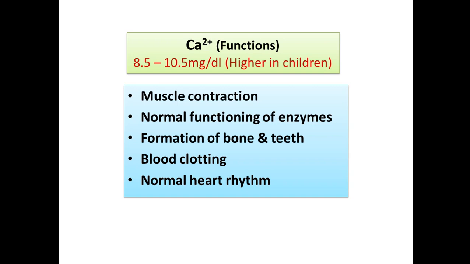Physiologically, calcium is needed for the formation of both bones and teeth, and calcium has a very important role in blood clotting. When we take blood for certain tests or for blood transfusions, we add oxalate or citrate, and this oxalate or citrate will bind the calcium in the blood, and without calcium the blood remains in a liquid form and doesn't undergo coagulation. Calcium is also needed for the normal heart rhythm.